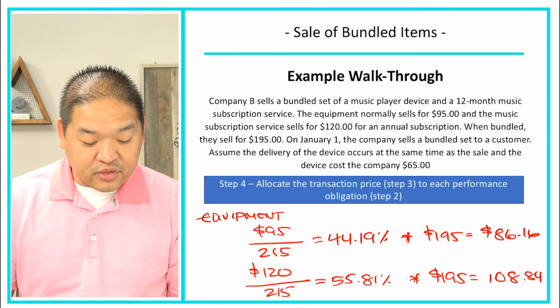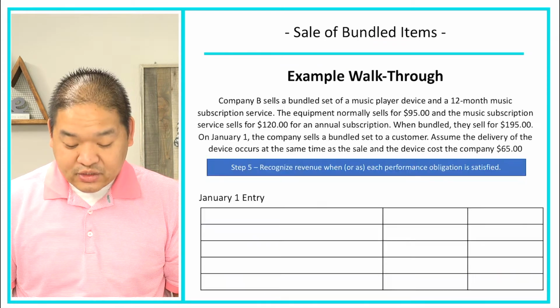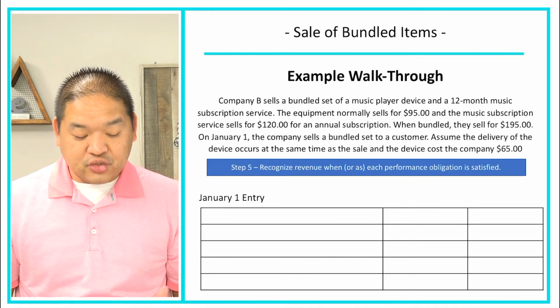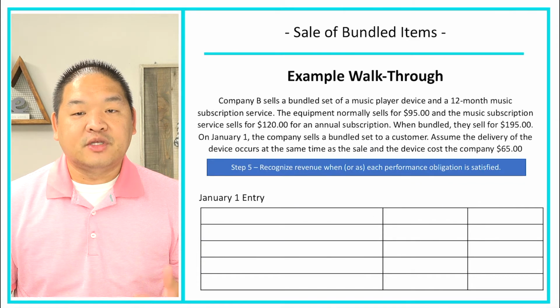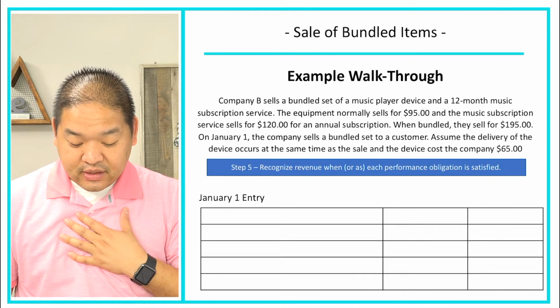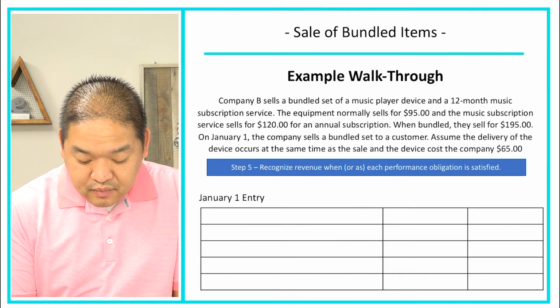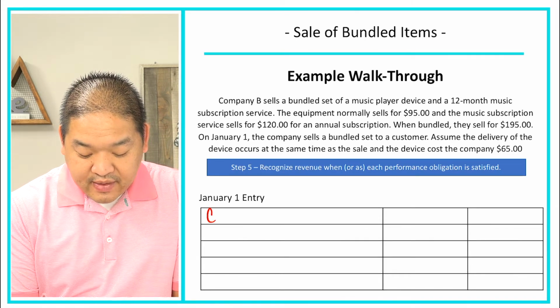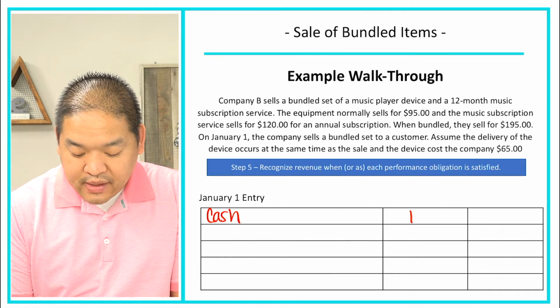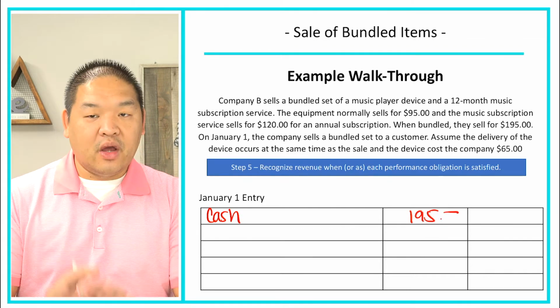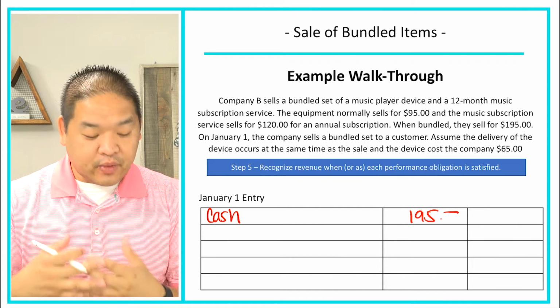I'm going to walk you through the journal entries and explain it as we go. For the journal entries, the first thing that we know is going to happen is we're going to receive cash. So we're going to receive cash of $195. I'm going to debit cash for $195. So we know that that's going to happen.